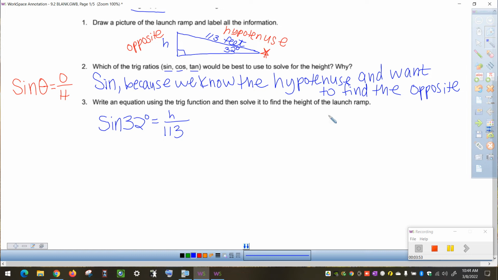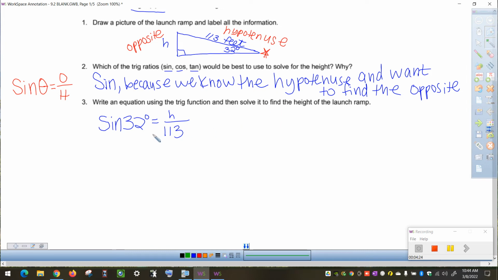Now we want to think about solving this using algebra. We just want to get the variable part by itself. So what can we do that would help us to get rid of this 113 in the denominator? What would we do, Remy? Yeah, so you mean the 113?